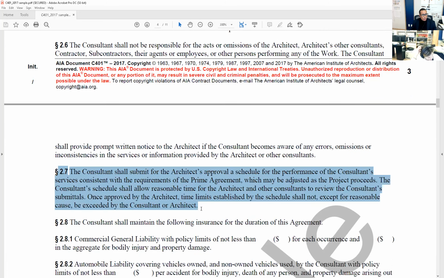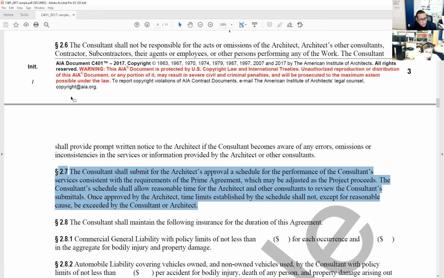So section 2.7. The consultant shall submit for the architect's approval a schedule for the performance of the consultant's services consistent with the requirements of the prime agreement, which may be adjusted as the project proceeds.